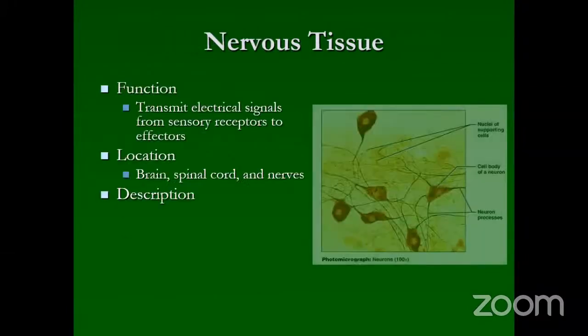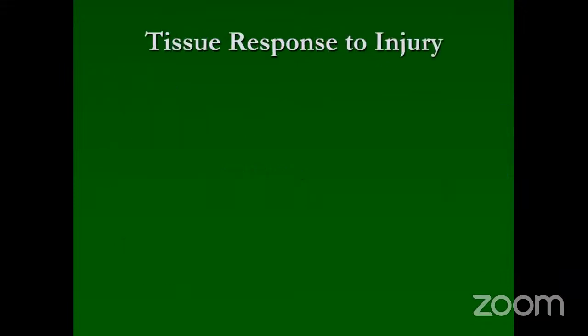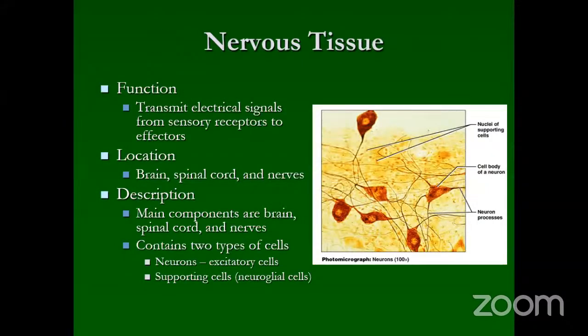The nervous tissue. Nervous tissue usually transmits electric signals from sensory receptors to the effectors. That means from neuron to neuron or neuron to muscle. That is called a synapse. The action potential will be transmitted from neuron to neuron or neuron to muscles, in the form of electric signals. These are mainly present in the brain, spinal cord and nerves. And the main components are the brain, spinal cord and nerves.